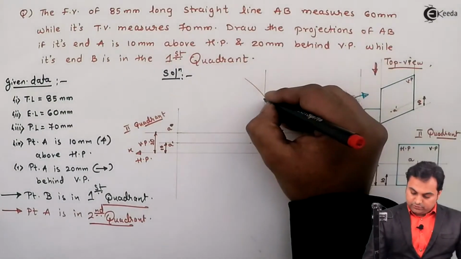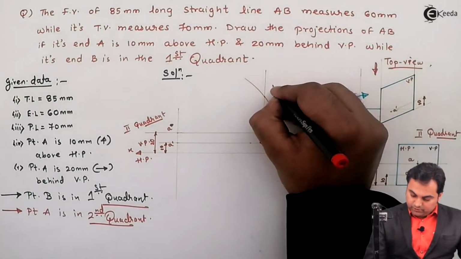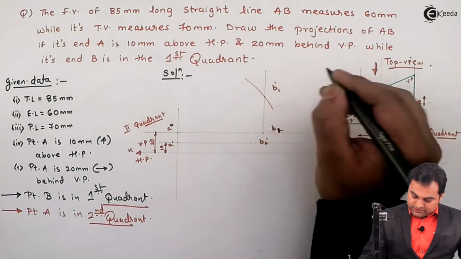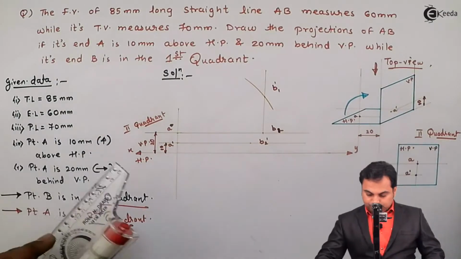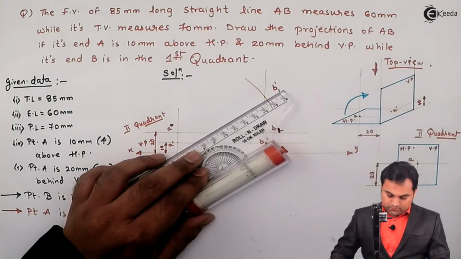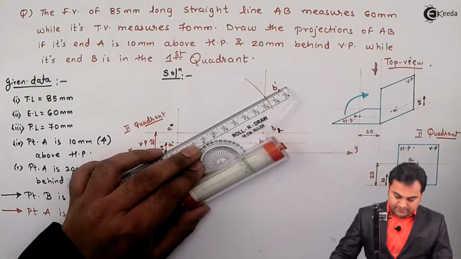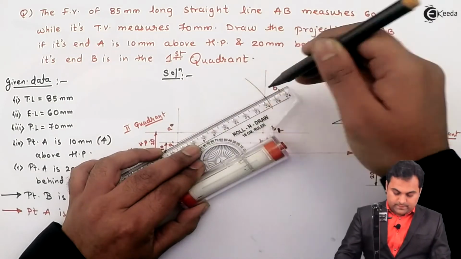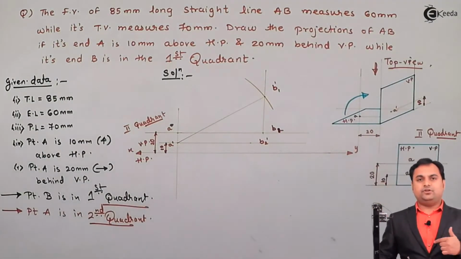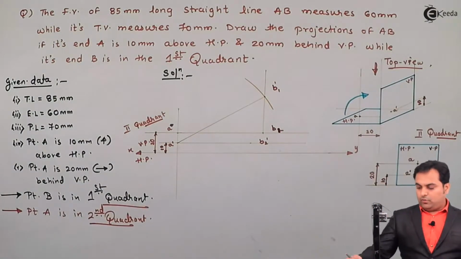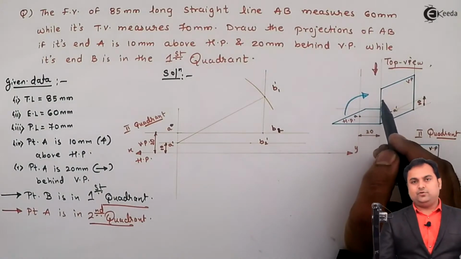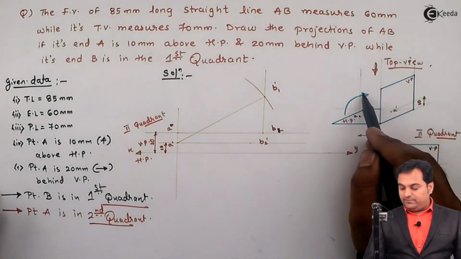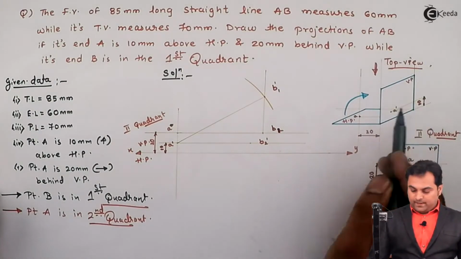Now that will give me the true length of the line, which will be called as B1 dash. So I'll draw this line, and now there will be intersection of front view and top view because one point A is there in the second quadrant, B is there in the first quadrant, so there will definitely be intersection of the line.